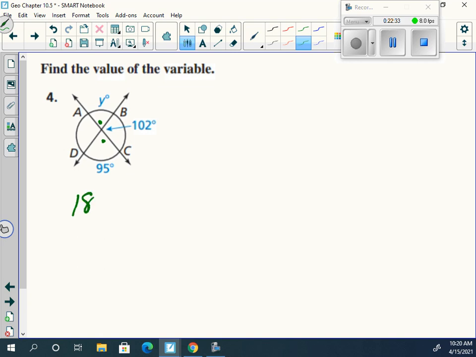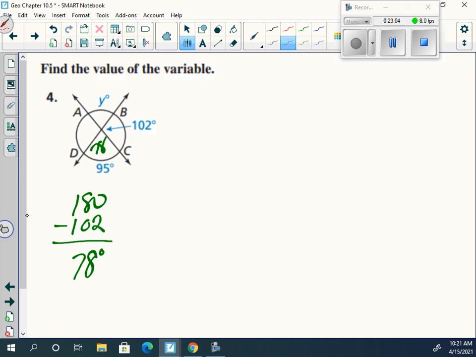Yes, we can do 180 minus 102, because 102 and the angle we want do make a straight line. And a straight line always has an angle of 180. If we subtract these two, we would get 78. So either one of these angles here is 78 degrees. And it doesn't matter which one we use, because it will give us the same formula.